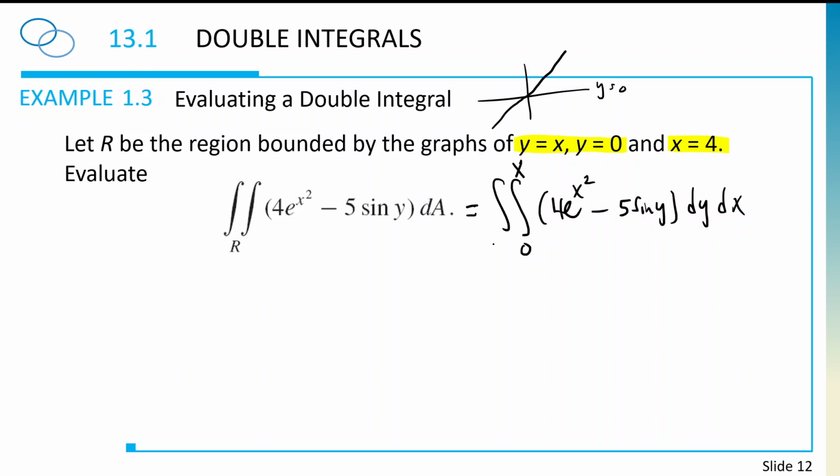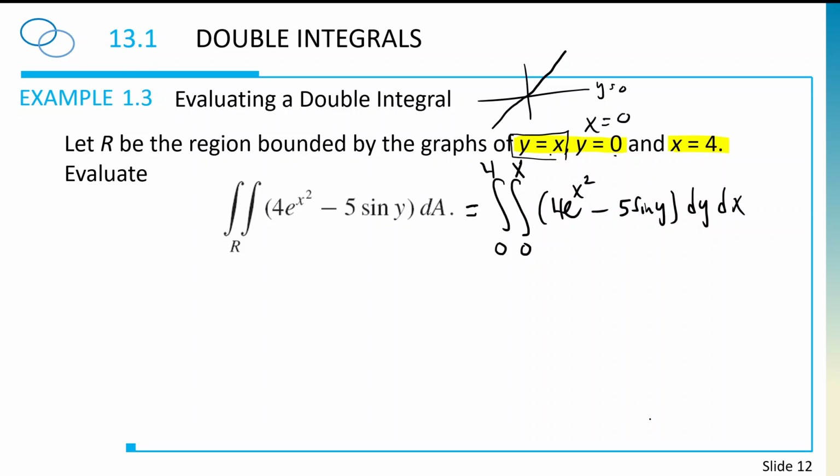Now what should be the boundaries for x now? We know for y, from 0 to x. Now for x itself, notice that y is equals to x and y equals to 0. So that means x equals to 0. So now x can be from 0 to 4.